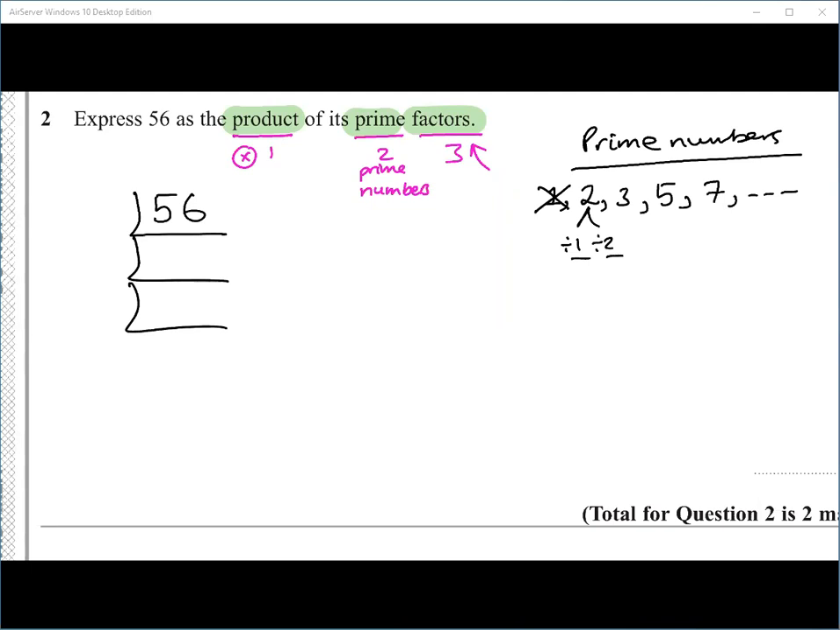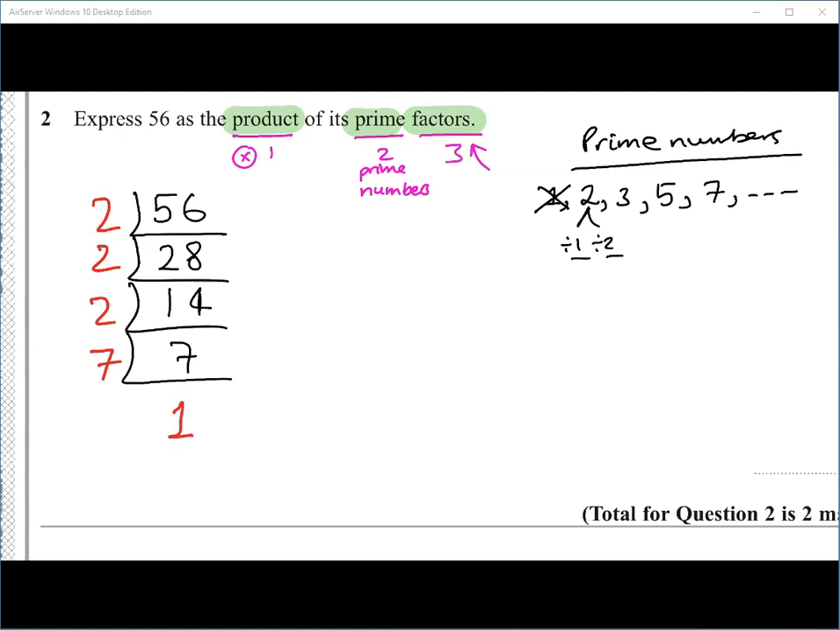So we're going to divide it first of all by what? 2. 56 divided by 2 is? 28. Okay, and then we divide that by 2 again. That gives us 14. And then we divide that by 2 again. You keep on dividing by the same prime number until we can't divide it by 2 any more. Now what do we divide it by? 3. Or 7. Everything okay? You want to divide 7 by 3?